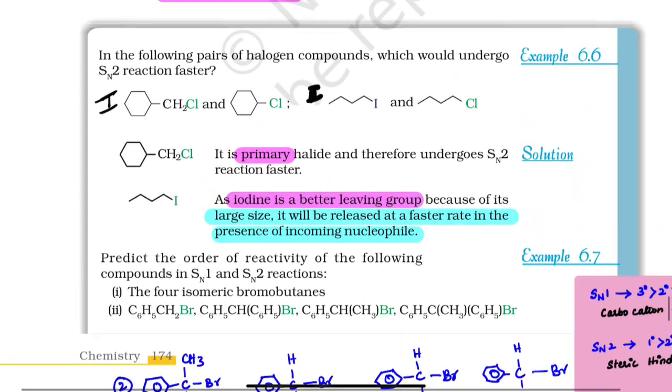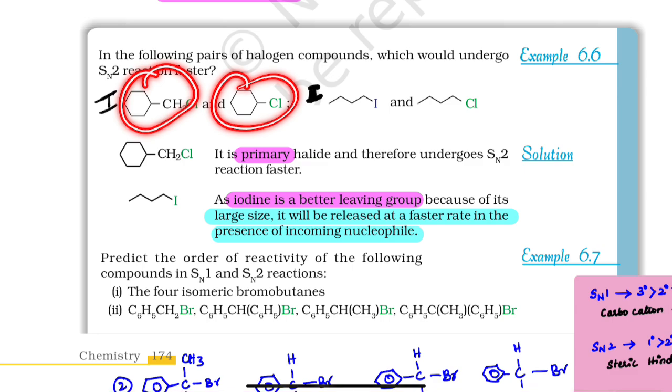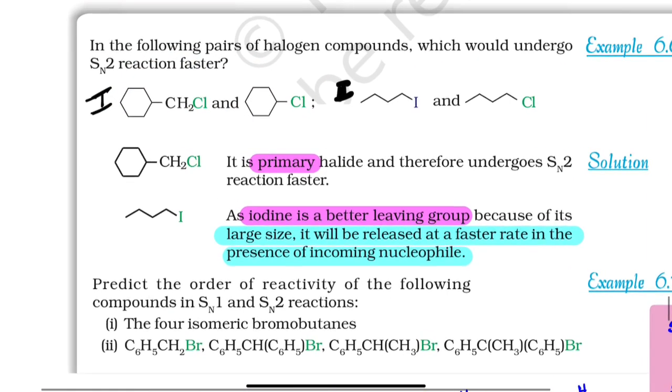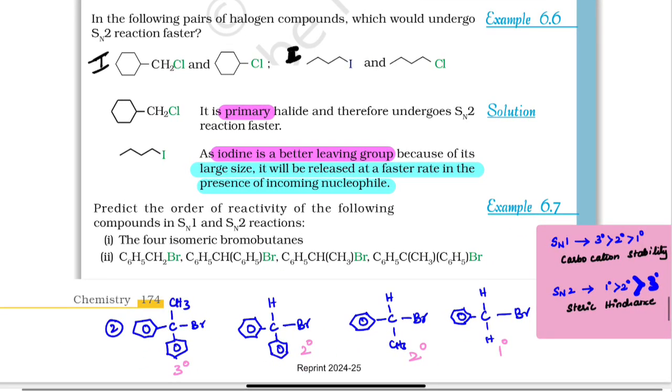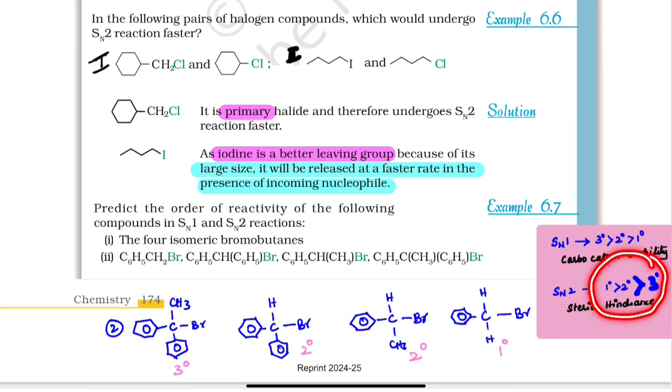So now we will see the question. We will compare these two and see which would undergo SN2 reaction faster. Here halogen is attached to this carbon, and here halogen is attached to this carbon. You know that SN2 mainly depends on steric hindrance. Here this is the primary carbon, and here this is the secondary carbon. So what is the order of the reaction for SN1? For SN1, the order of reaction is, here you can see, primary greater than secondary. So here this is the primary carbon, and here it is the secondary carbon.